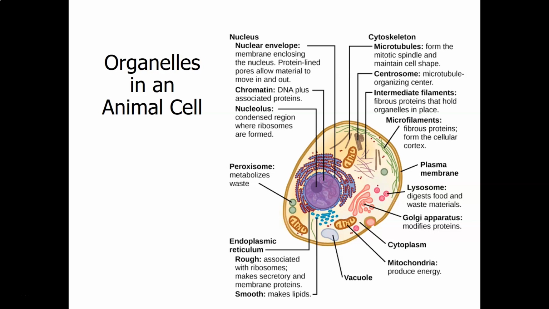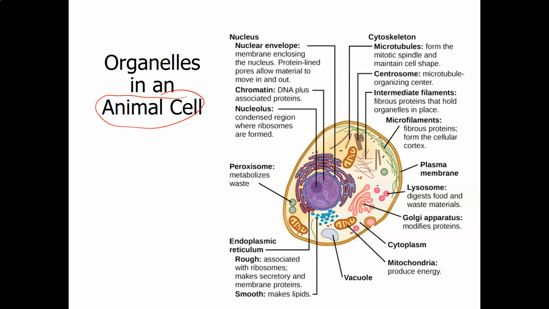Now, it's important for you to understand this is just representing a typical animal cell. What you're seeing here in this illustration is a typical cell, but our cells don't all look exactly the same. They're not all the same shape.